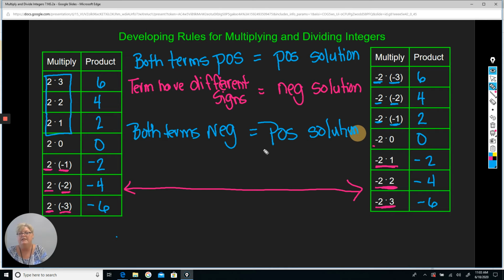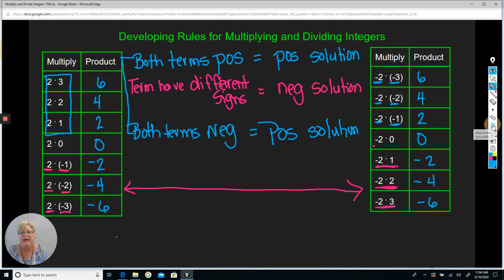Okay, so we're going to take this rule that we have written down, and we're going to clean it up a little bit where it's a little bit easier to understand. But I want you to notice right here, when both terms are the same, like they're either both positive or they're both negative, the solutions are positive. If they're different, or unlike, the solution is negative.